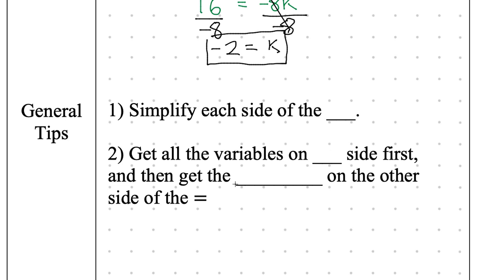All right, and then just to finish this lesson off, the general tips that I have. Number 1, simplify each side of the which sign? Each side of the equal sign. There it is, the equal sign. Give yourself 50 XP.